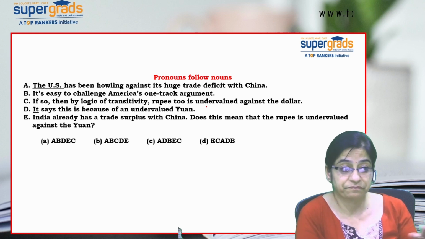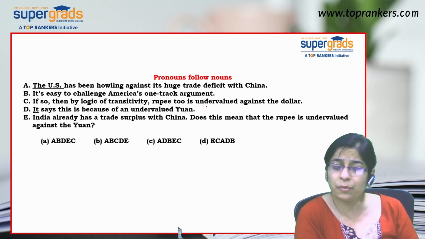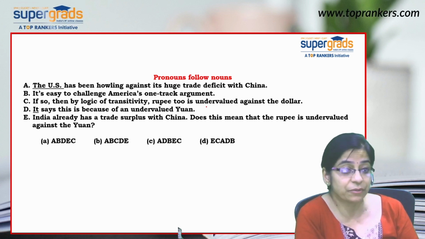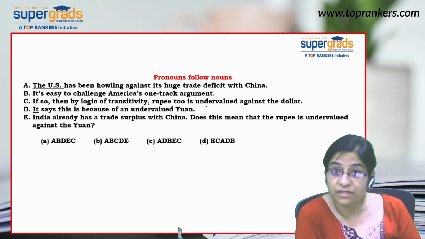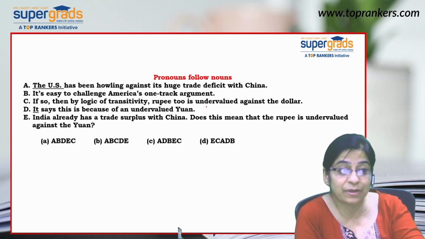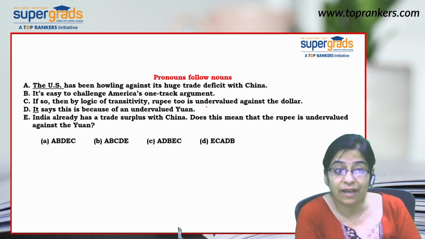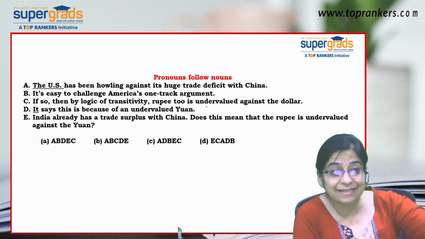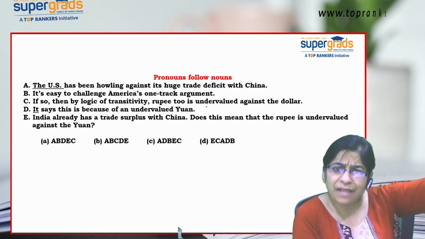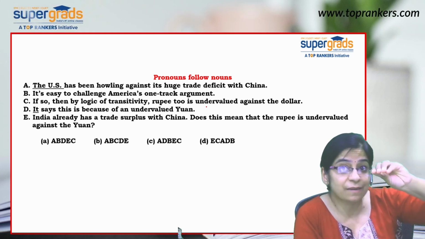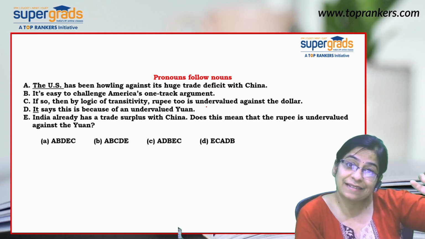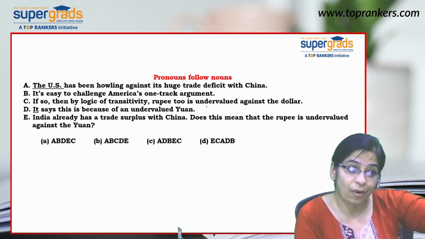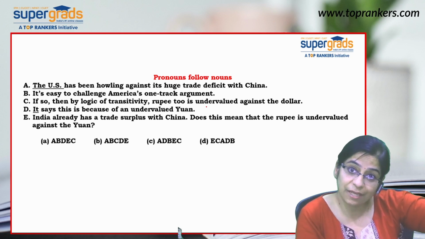Now see, the first pronoun structure I have highlighted for you. So we say the US has been howling against its huge trade deficit with China. It says this because of an undervalued yuan. Now see, it says. So the first sentence is the US has been howling. It has been saying something out loud. And then it says. See, doesn't it naturally follow option A? It represents the US here.